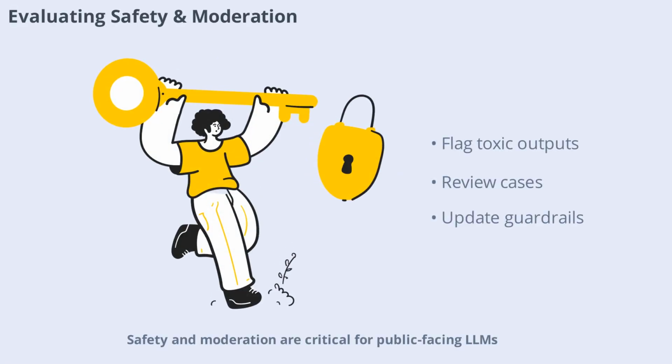Safety and moderation are critical for public-facing LLMs. Use automated classifiers and frameworks like TruLens to flag toxic or policy-violating outputs. Regularly review flagged cases and update your guardrails to adapt to new threats, ensuring your application remains safe and compliant.